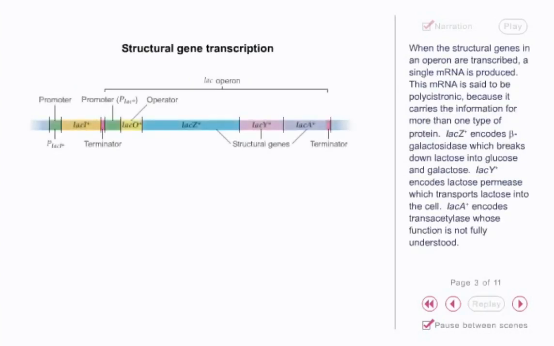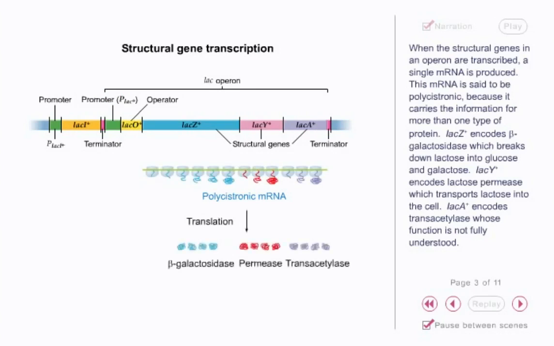When the structural genes in an operon are transcribed, a single mRNA is produced. This mRNA is said to be polycistronic because it carries the information for more than one type of protein.